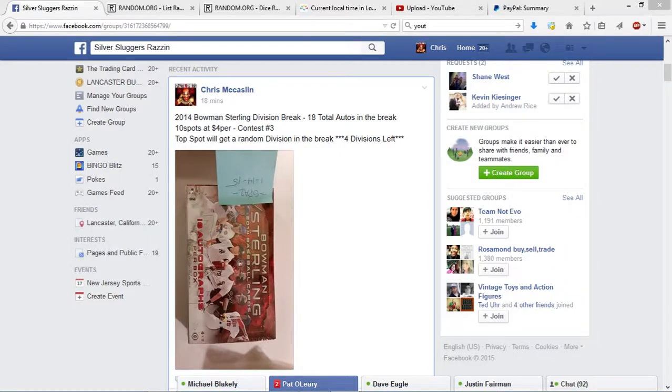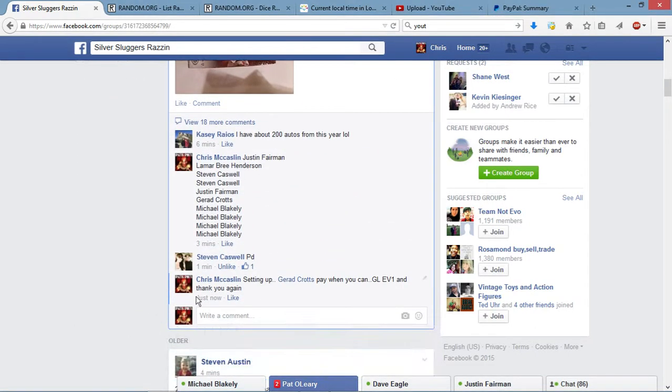All right, everyone, this is for the third division in the 2014 Bowman Sterling Division Break. 18 total autos, 10 spots at 4 per. Winner will get a random division. We'll be down to 3 divisions, guys. Making some good headway here. To save some time, I'm going to copy the list.